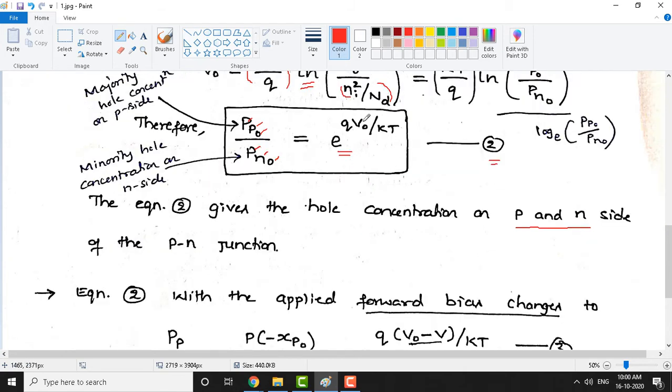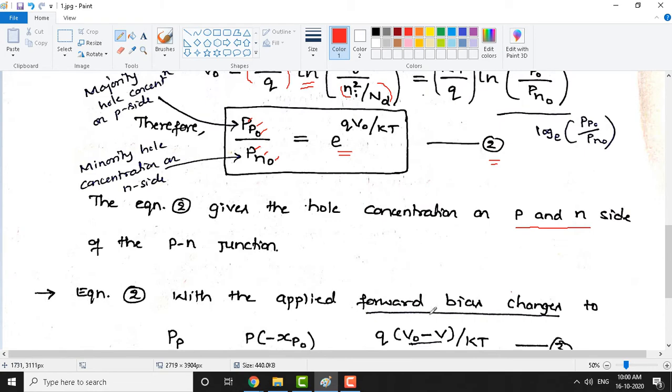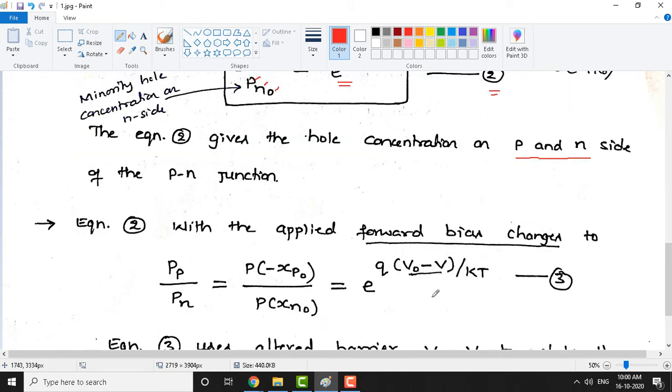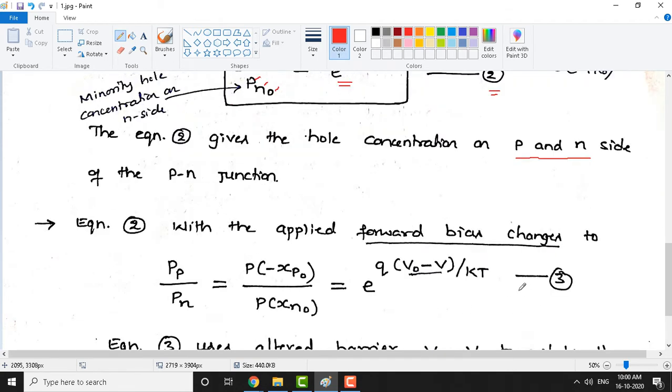So if we introduce this external voltage as V under forward bias condition, we already know that under forward bias the resultant barrier potential keeps decreasing. So it is V naught minus V. For reverse bias, it is V naught plus V. That's the change you need to make on the right hand side. The same equation we are rewriting here as e to the power of q times V naught minus V by Kt. This equation 3 represents the forward bias condition, which is already shown here, underlined here.